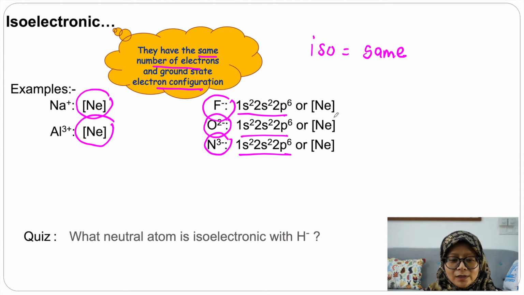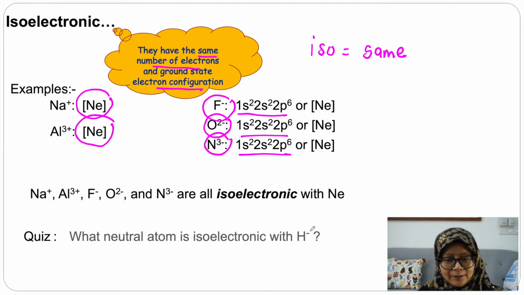So I have one quiz here. All right, so what neutral atom is isoelectronic with hydrogen minus, or we call it hydride? This one we will be discussing during our virtual class. Okay, right? So from these cations and anions here, all of these 5 anions and cations are isoelectronic with neon.